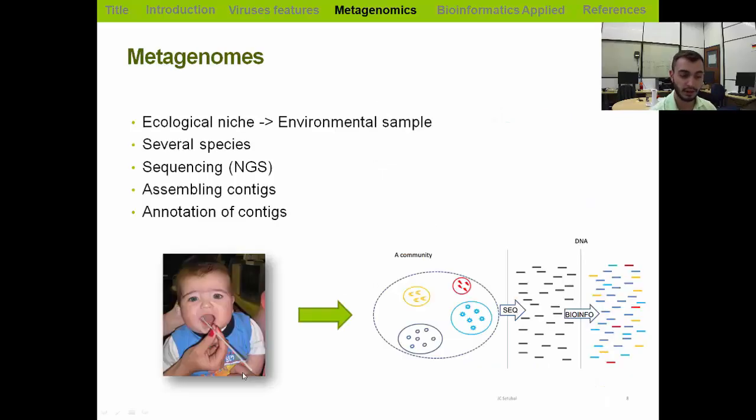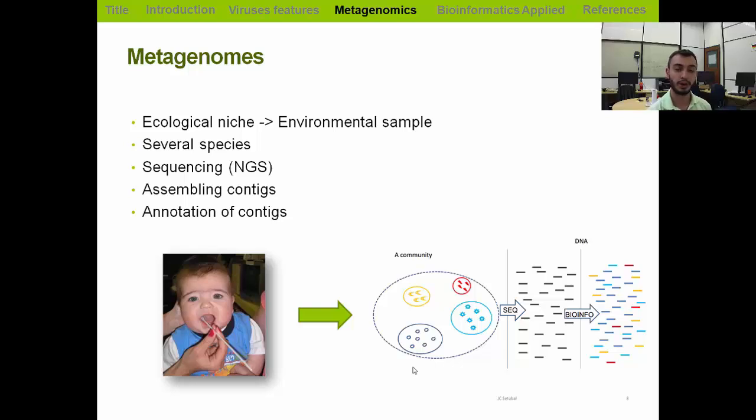In metagenomics, it's quite a little different because you have no isolated species. You don't need to cultivate this species in a lab. You can have some environmental sample from an ecological niche. For example, here you have the mouth of a baby, and you do a swab of his mouth, and then you have a community. And you have several species, represented here by these different colors and different symbols. It's a community composed of different species, different organisms.